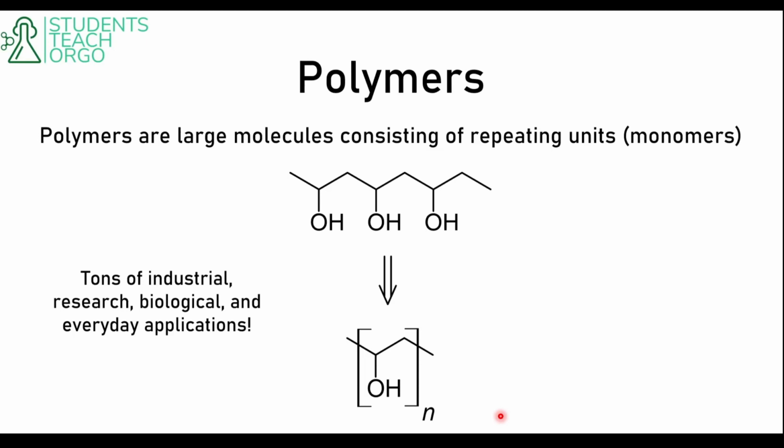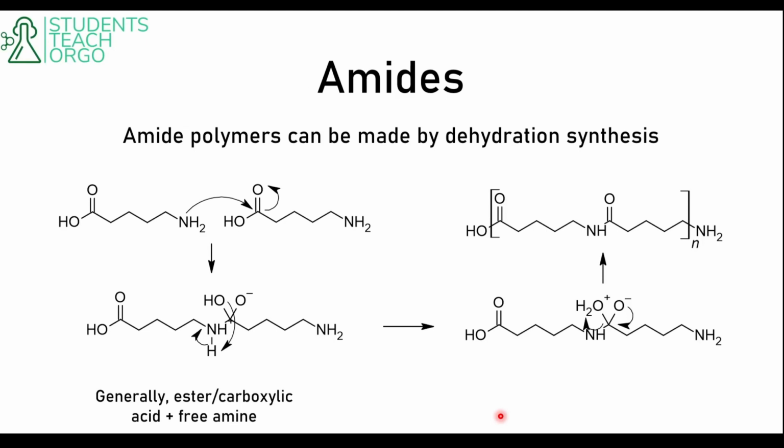So now we're just going to get into some ways of synthesizing polymers from their constituent monomers. So first up is amide synthesis. Amide polymers can be made by a dehydration synthesis of some sort of free amine and carboxylic acid group. So you'll see here on the left side, we have these two identical, these are actually amino acids, and you'll notice that this carbon here, the carboxylic acid carbon, is fairly positive, and each amino acid has this free amine group on the end, and the nitrogen has a lone pair, so it can act as a nucleophile.